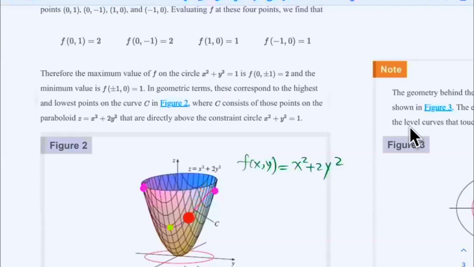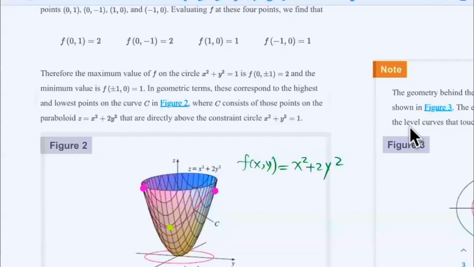God. It's not hyperbolic parabola or something. Okay, forgot. But it's this kind of shape. And then what was the constraint function? So the constraint function is what?